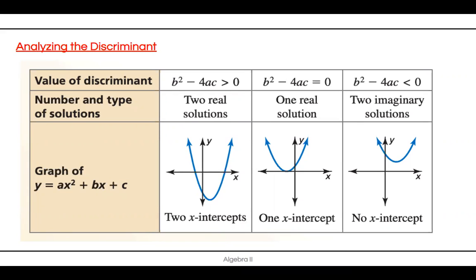If it does not touch the x-axis at all, meaning that your b squared minus 4ac is less than 0, then you're going to have two imaginary solutions. And we're not quite to imaginary numbers yet, but we will get to them real soon. Okay, so take a moment to write this table down so that you can etch this information into your memory, and then we will practice.